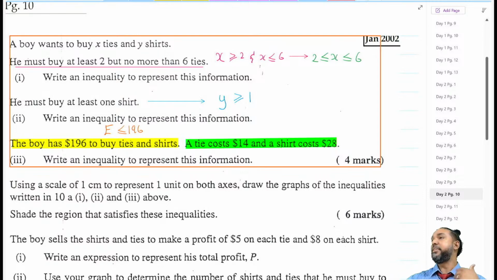But how do we create this statement with the money spent on ties and the money spent on shirts? So you can't just say X plus Y, because X is the number of ties and Y the number of shirts. Are we talking about a number of shirts and ties here, or is this the amount of money? So let's put a dollar sign to clarify that, right? So you cannot spend more than that. Okay.